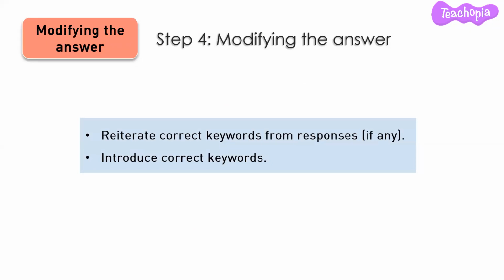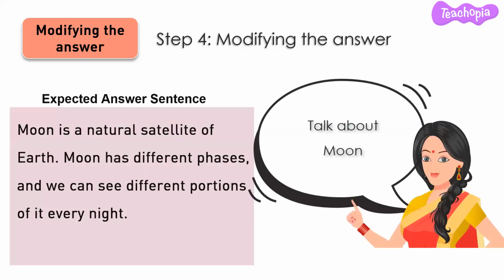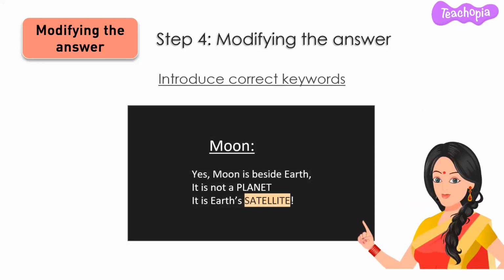So what do we do when it comes to modifying the answer? We reiterate correct keywords from any of the responses that we've received from the students, and we introduce correct keywords that the students have missed out. So let's take the same question, talk about the moon. The different keywords here are natural satellite, different phases, see different portions, and so on.